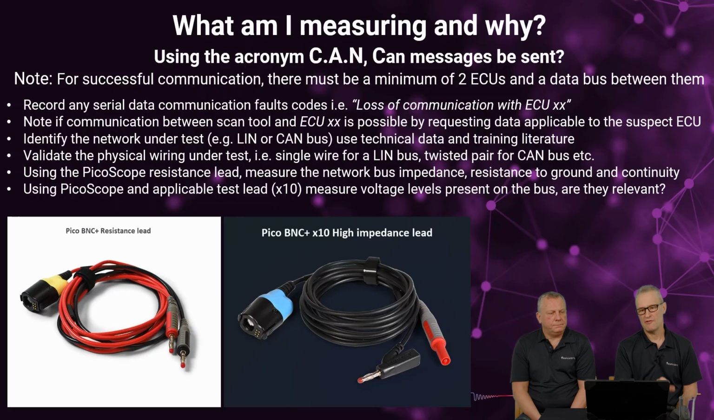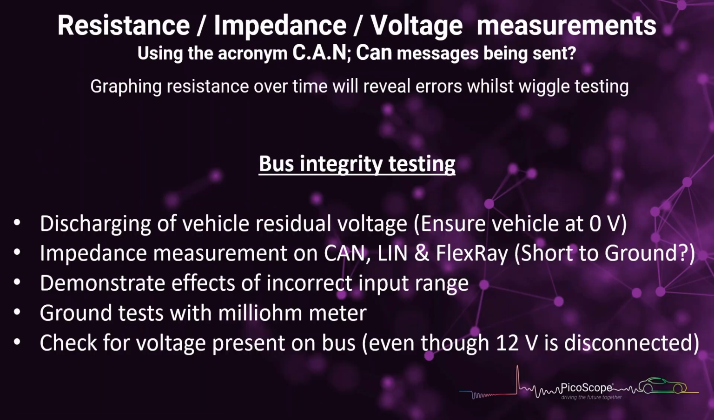What do I mean by are they relevant? Well, if we're just checking the voltage on a CAN bus wire and we see 12 volts, something's not right. So just check the voltage level. Is it applicable to the network under test? So resistance, impedance, voltage measurements, using the acronym CAN, can measurements be sent.